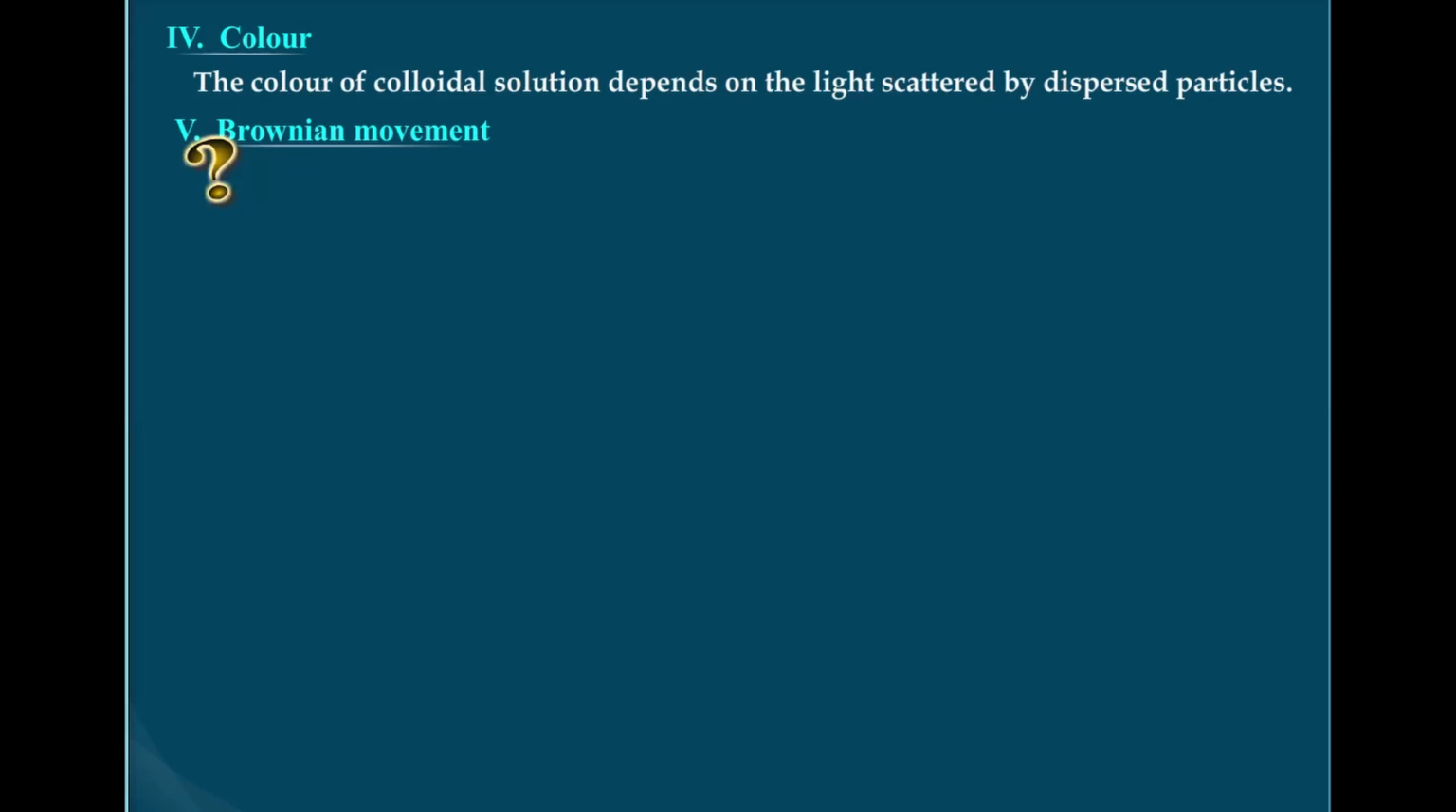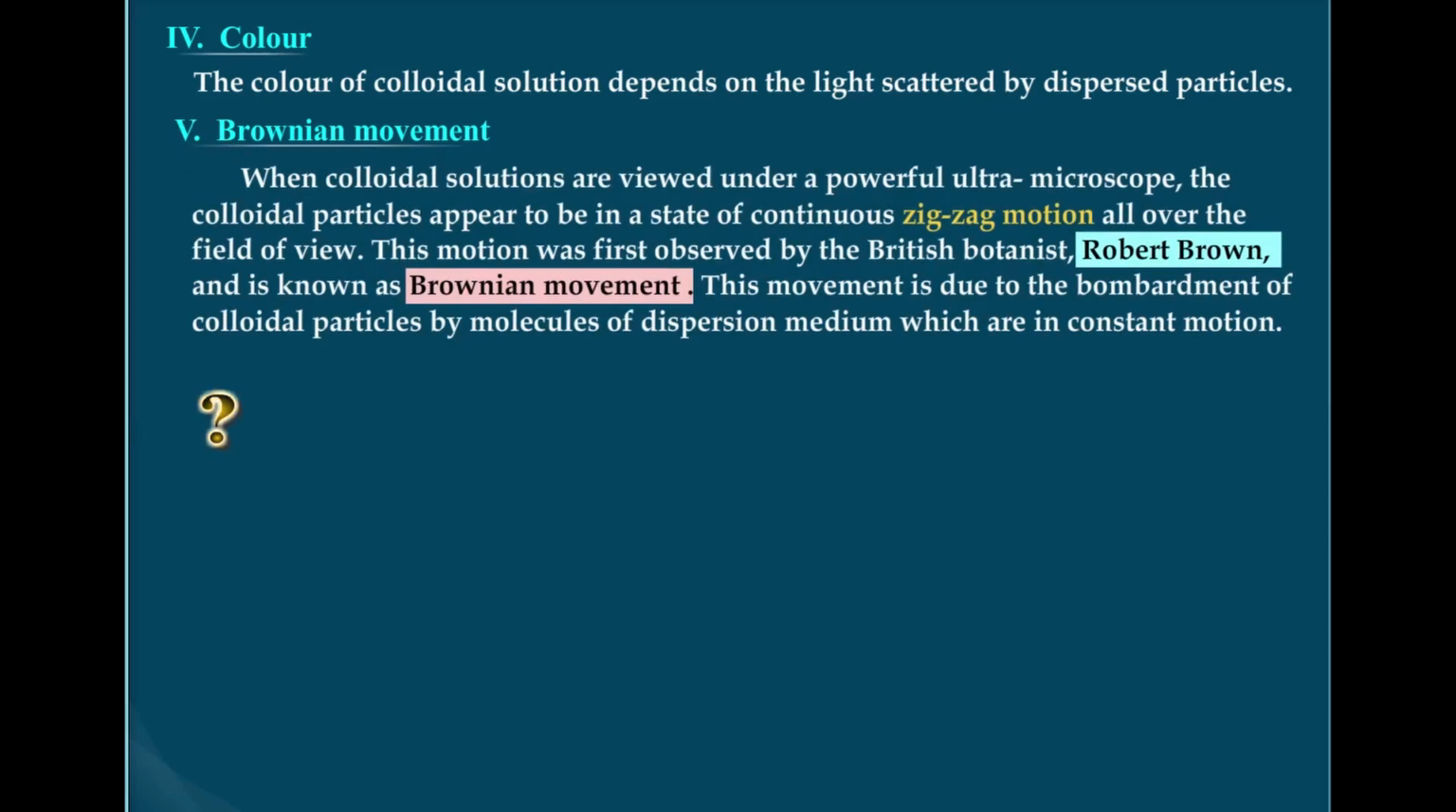Also, the color can change depending upon the size of the particles. That is, as the size of the particles increases or decreases, the color also will change. The finest gold sol is red in color, and as the particle size increases, it appears purple, blue, and finally golden. The next property of colloids is Brownian movement.